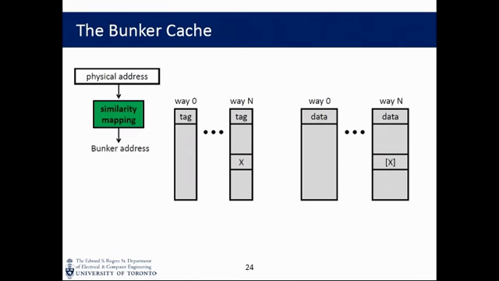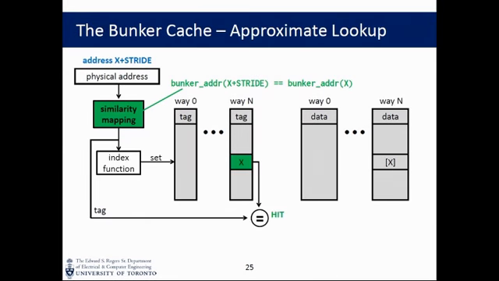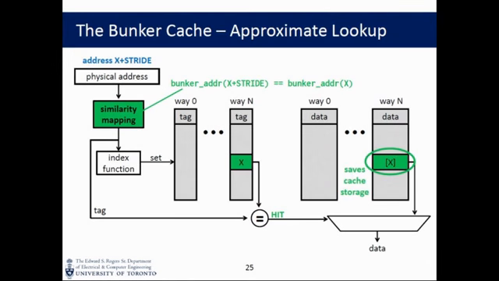So to address this, bunker cache simply introduces a similarity mapping function. It's a many-to-one mapping function from the physical address space to the bunker address space. So that now, upon a lookup for x plus stride, the mapping can be configured such that the bunker address of x plus stride is equivalent to that of x. So now it's a simple matter of going through the cache architecture in the same way as before. You'll now have an effective hit, which saves you that off-chip memory cost. And now when you allocate data, you end up saving considerable cache storage for the two unique blocks in memory.